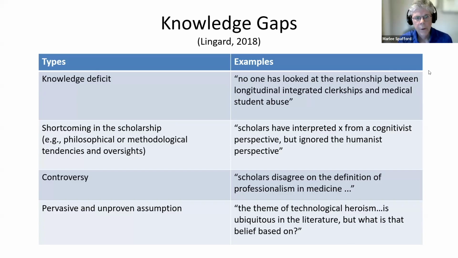And the final kind of gap that you might identify is something that's pervasive, but an unproven assumption. For example, the theme of technological heroism is ubiquitous in the literature, but what is that belief based on? Maybe we accept a certain thing, but it hasn't really been examined. So you identify your problem, and then there can be different kinds of gaps. Thinking about the type of gap may help you get at what the gap is in the case of the article you're working on.